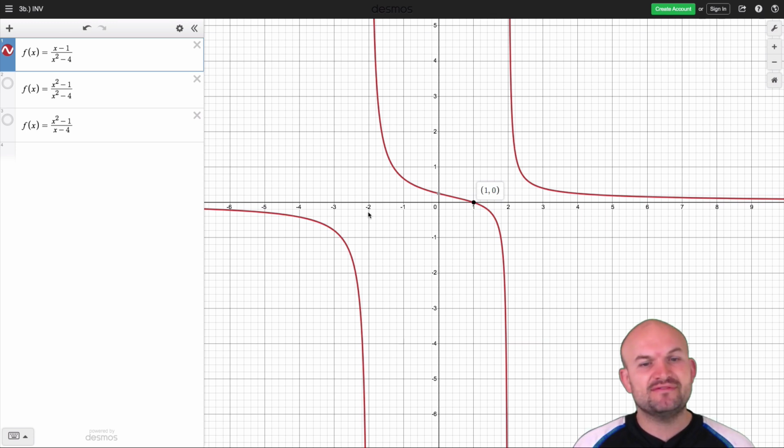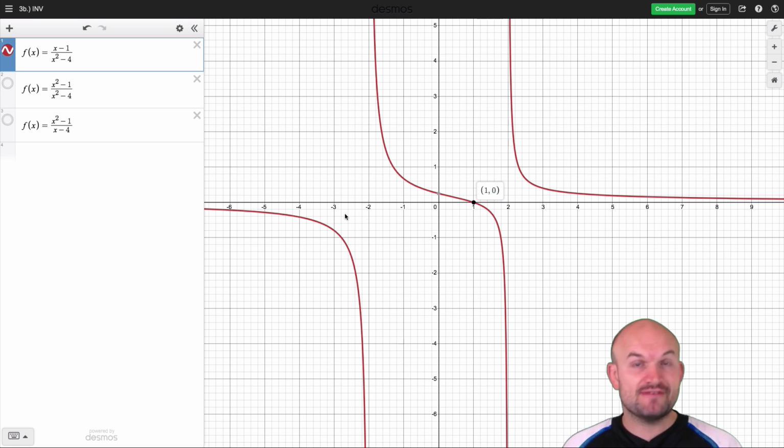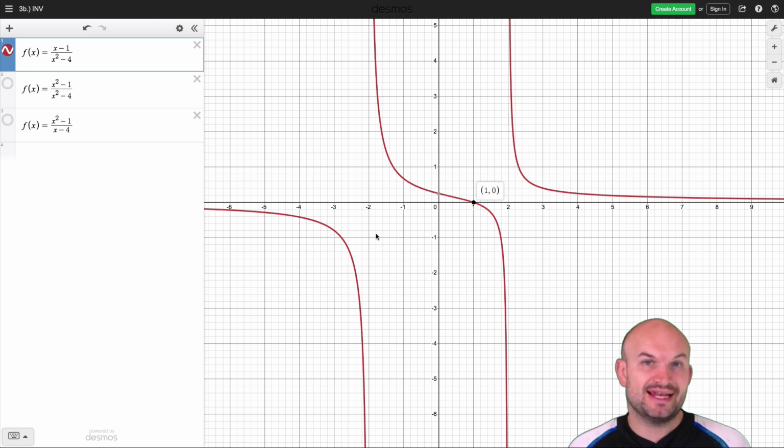So they are just going to be values that the graph is approaching from left to right, or a y value that the graph is approaching, rather than an x value the graph is approaching. So anyways, for the first example, we have a horizontal asymptote at y equals 1.